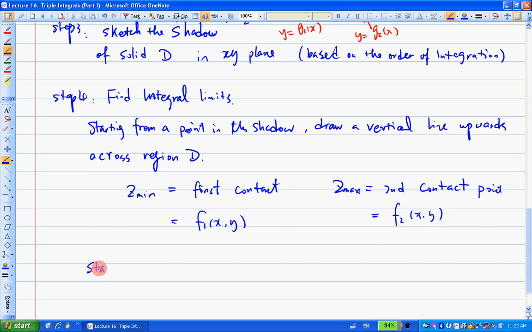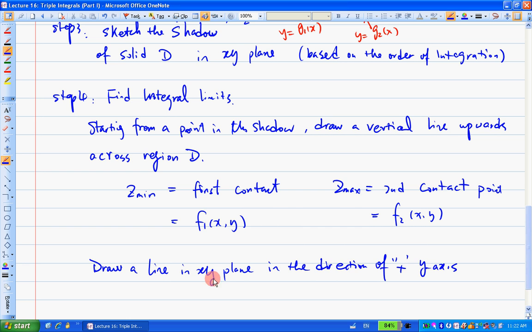You draw a horizontal line in the XY plane, in the direction of the positive y-axis. So here's what it means: you draw a line in the xy plane.